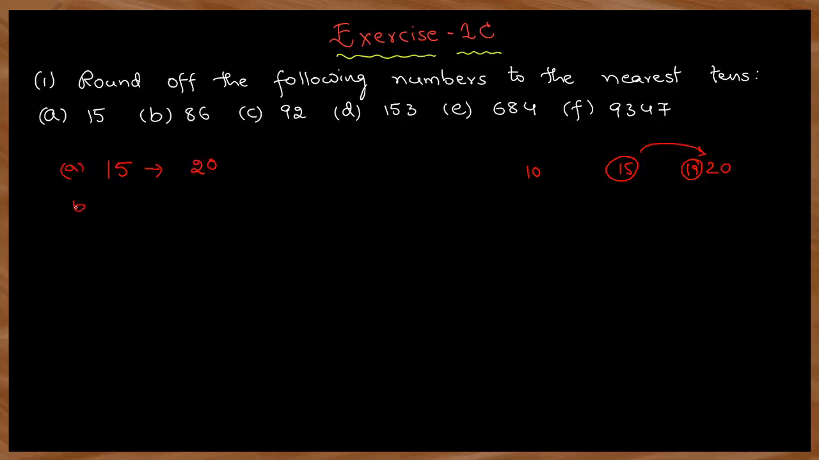So what is the nearest 10 of 86 here? So what is the place value of 10 here? 80. So now I have to check from 80 to 90. So 86, what is the middle number here? 85. So which is above 85. So 86 always goes to the above 10, which is 90. So the nearest 10 of 86 is 90.